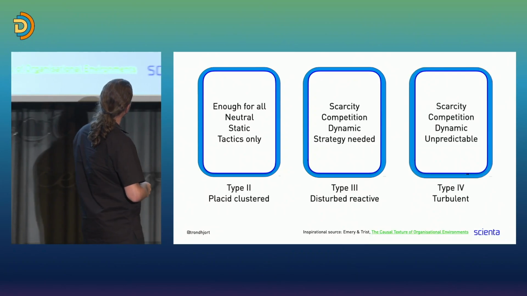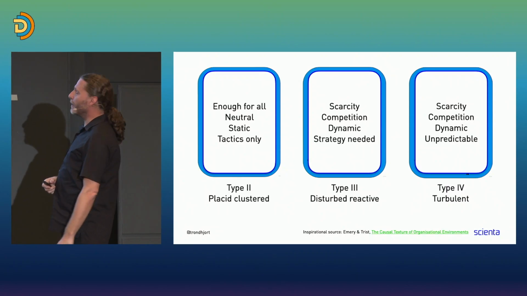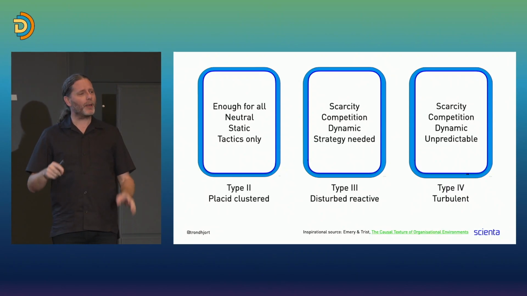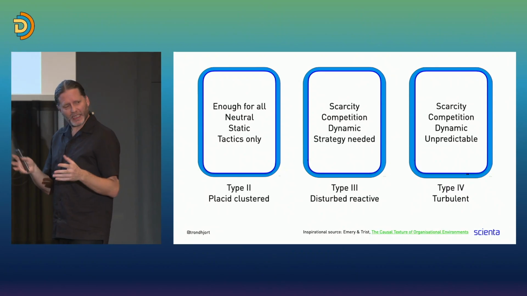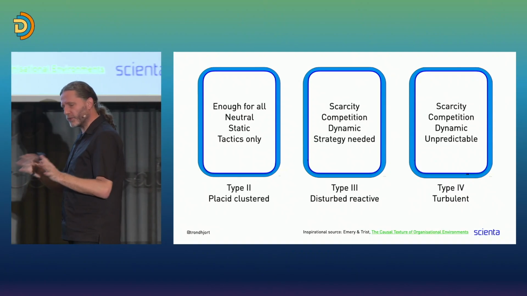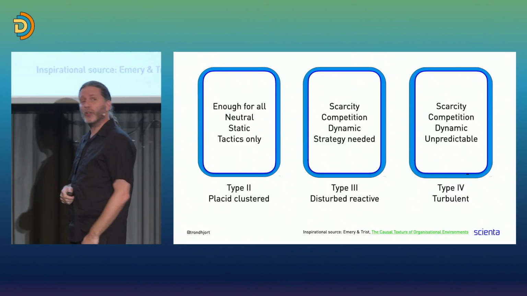And then I identified a 4th one, which is even worse. It looks like type 3, but it's also unpredictable. The environment itself changes without having any knowledge about why that happened. So if you heard about emergence, kind of like that, just things pop up that no one could predict. They call that turbulence.